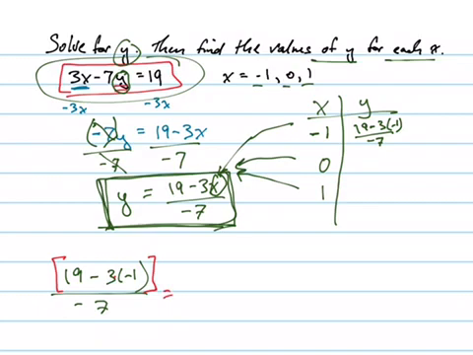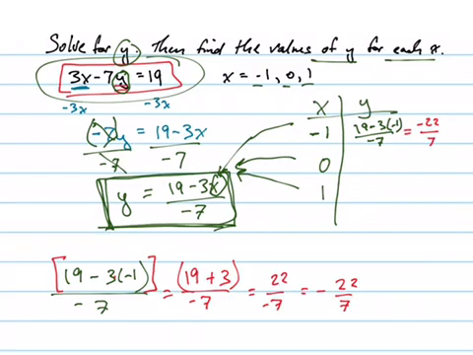So this is going to equal 19 plus 3 over -7. Now I do the numerator first, right? Because that's like in parentheses, right? So that's 22 over -7, which, by the way, can just be rewritten as -22/7. So this is just -22 over 7.